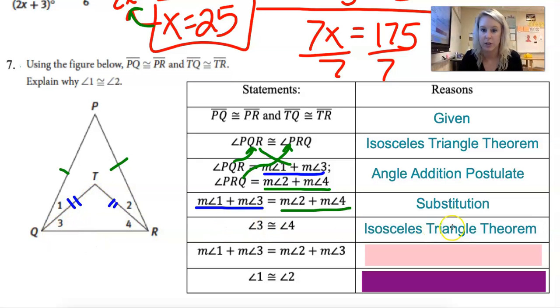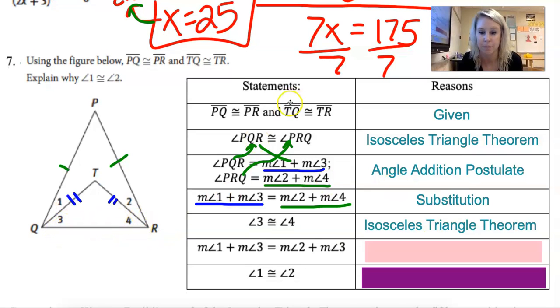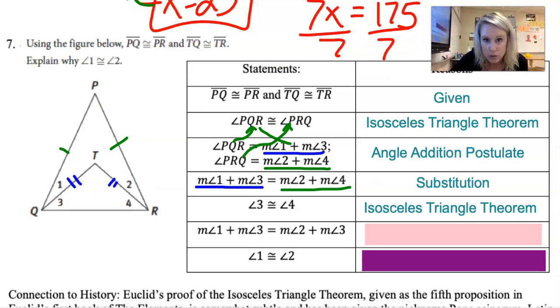Now, I know that angle 3 is congruent to angle 4 because here is a smaller isosceles triangle. So that's, again, the isosceles triangle theorem. I know my two base angles are the same. So now, I'm doing red this time. See angle 3 here and angle 4 here. Well, if they're the same, they're just going to say, well, hey, angle 4 becomes an angle 3. So if they're the same, I can substitute them in for one another. So that'd be the substitution property.